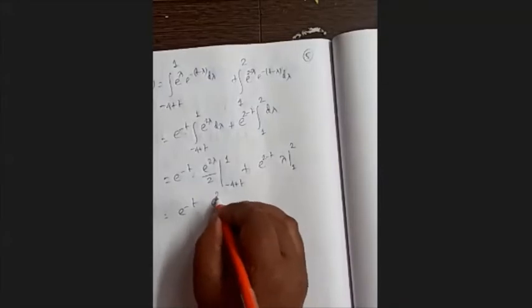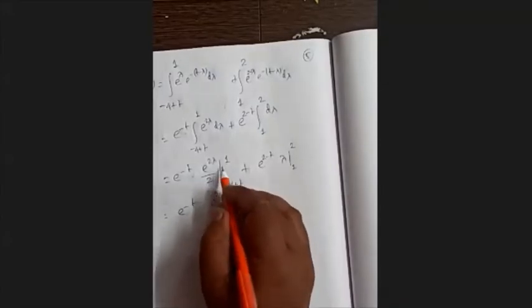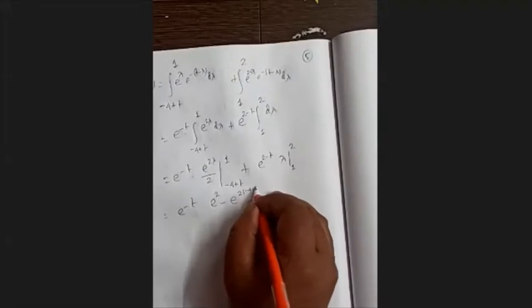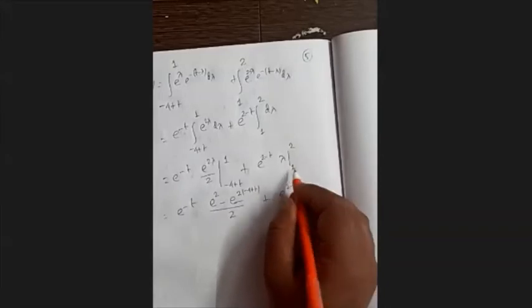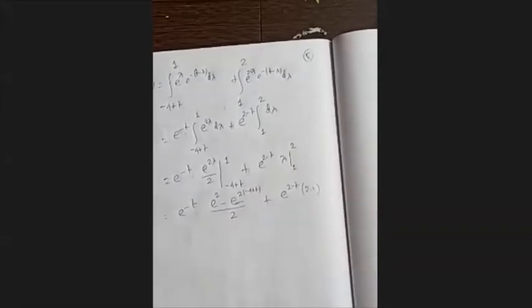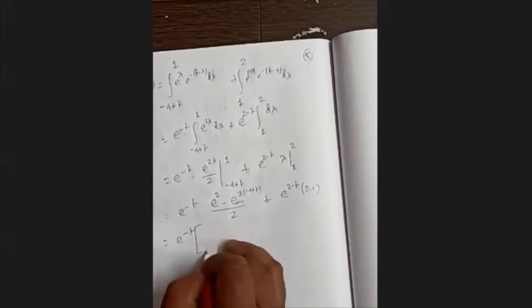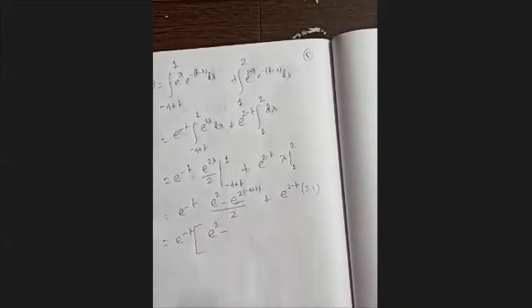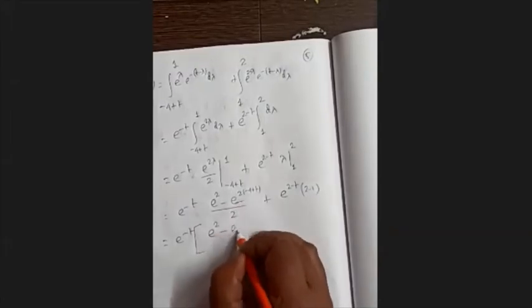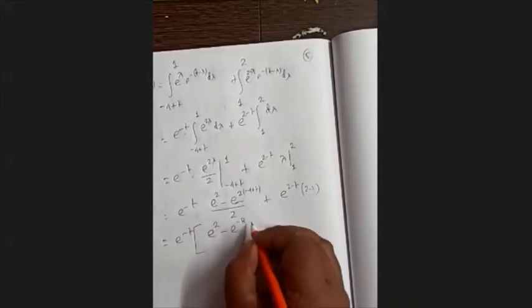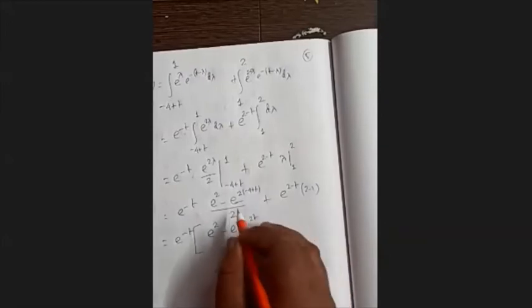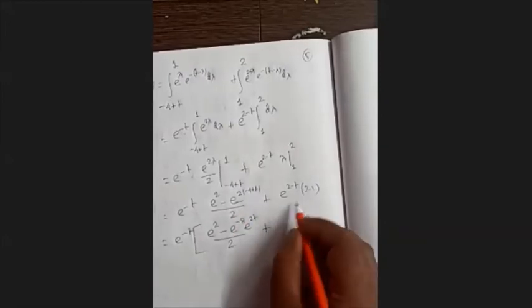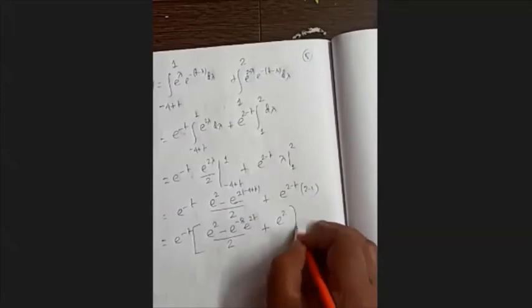This is e square minus, put lambda. So 2 into minus 4 plus t, that value, by 2, plus e to the power 2 minus t into 2 minus 1 as usual. Put e to the power minus t here. So e square minus, it is what? E to the power minus 8, I think, and e to the power 2t. If I am not wrong, it will be the thing. So check, it is e square.